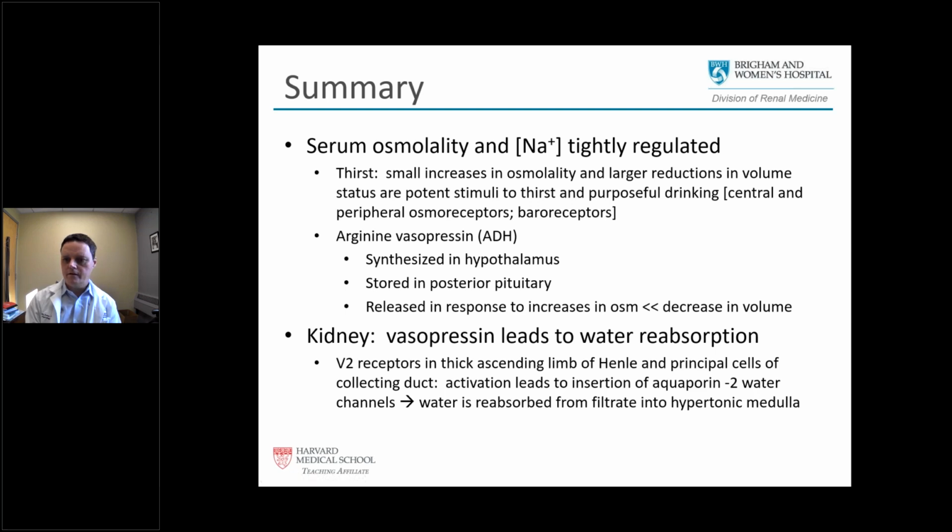All right, so in summary again, the serum osmolality and the serum sodium concentration are tightly regulated. Small increases in osmolality and large reductions in volume status are potent stimuli to thirst and purposeful drinking. ADH is synthesized in the hypothalamus, stored in the posterior pituitary, and is released in response to increases in osmolality or decreases in volume. In the kidney, vasopressin or ADH leads to water reabsorption. V2 receptors in the thick ascending limb of Henle and the principal cells of the collecting duct, on activation, lead to increased water reabsorption from the filtrate into the hypertonic kidney, leading to an increase in the urine concentration.